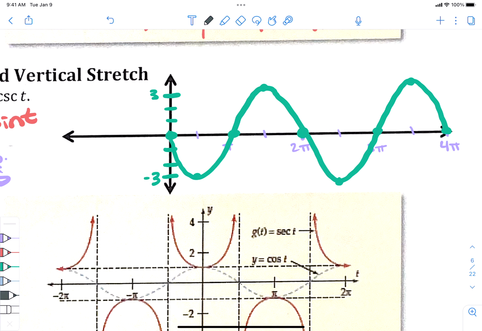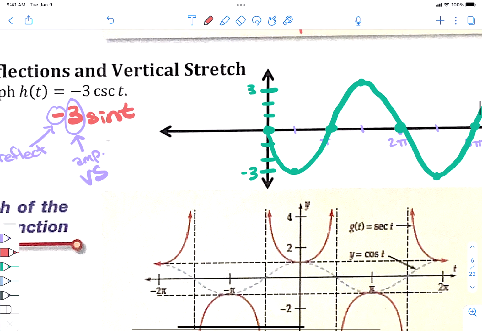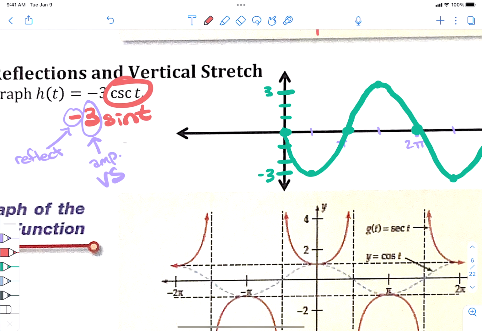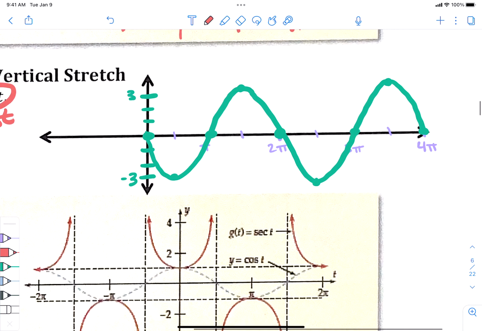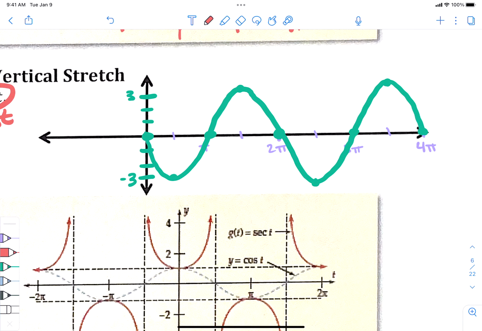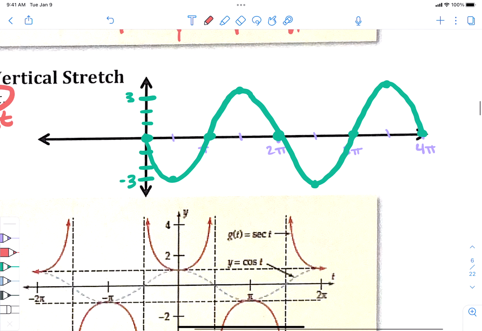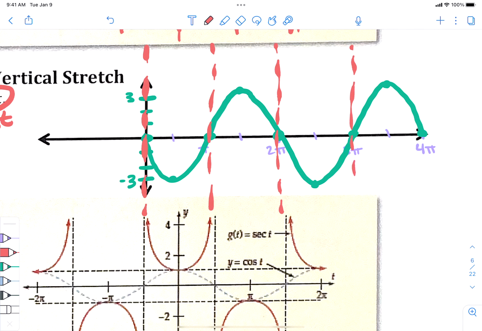Now we're not done yet because we have to graph cosecant. But cosecant, after you have this done, is ready to go. I need to put my vertical asymptotes in there. Your vertical asymptotes are going to be at all of these places where it's in the middle, in between the highest and lowest point where it touches that middle line. And all you're going to do is just do the parabolas off of them, okay?